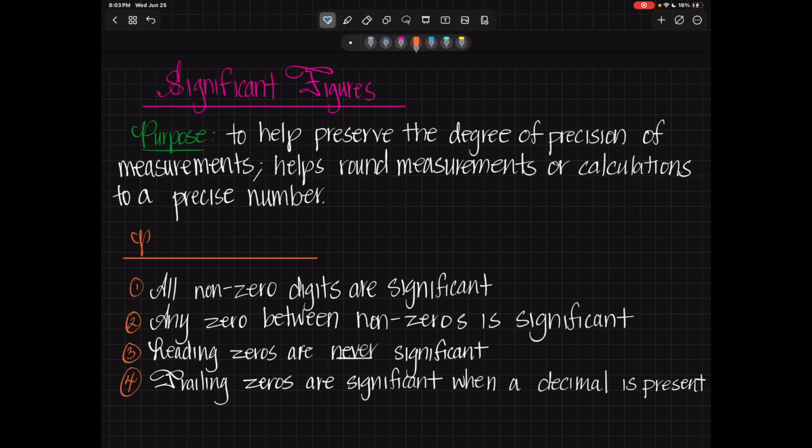There are some rules for significant figures. The first rule is all non-zero digits are significant. The second rule is any zero between non-zeros is significant. The third one is leading zeros are never significant. The fourth one is trailing zeros are significant when a decimal is present.